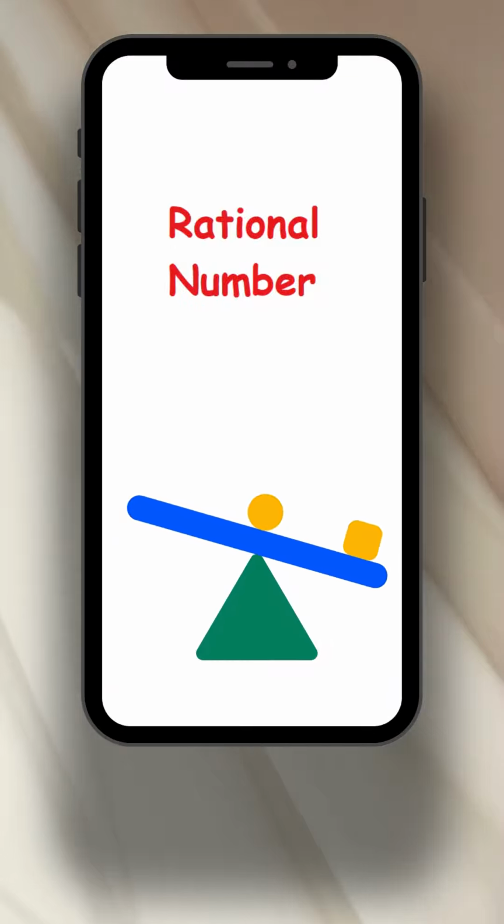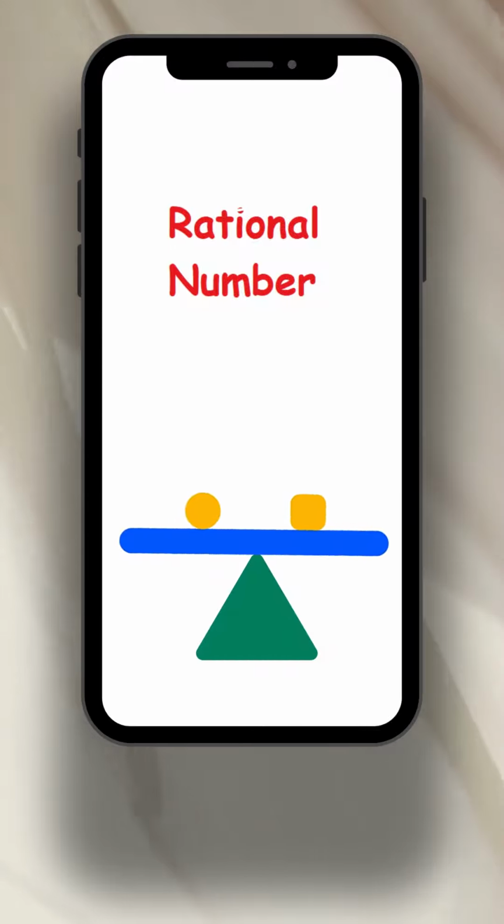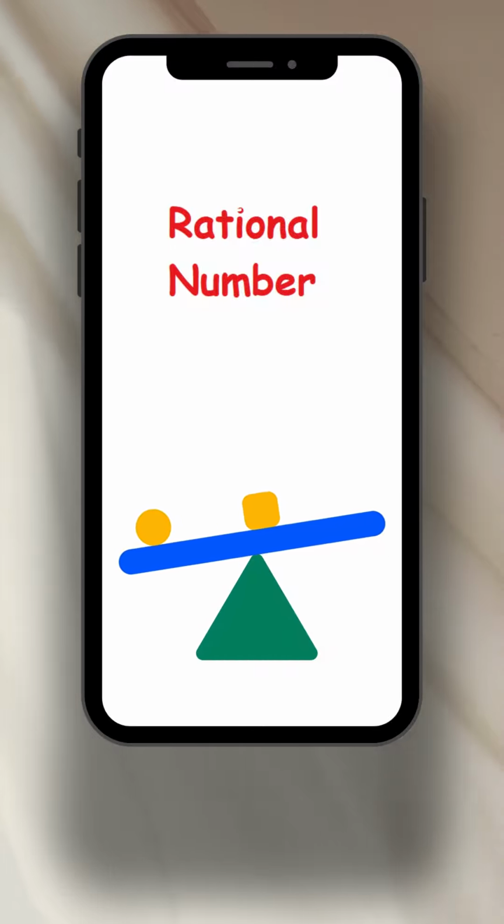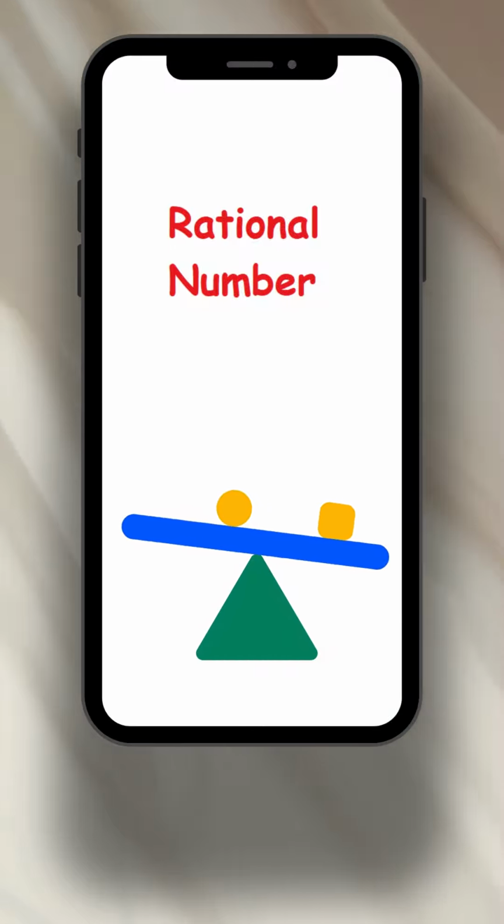A rational number is simply a fraction. It is a number that can be written as one whole number divided by another whole number. For example, 3 divided by 4 or 5 divided by 7. The number on top is called the numerator, and the number at the bottom is called the denominator. But remember, the denominator can never be 0.